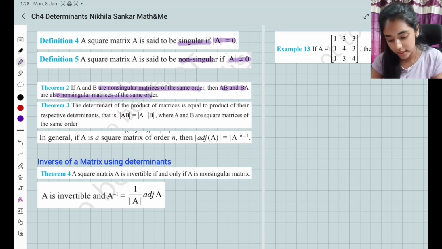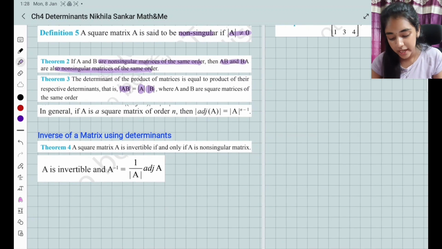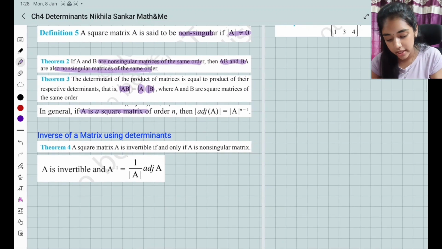Determinant 0-வா வரப்போறதில்ல. Next theorem is going to be: determinant of the product of matrices is equal to the product of the respective determinants. Determinant of AB is going to be determinant A times determinant B. இது எல்லாமே square matrix இருக்கணும், same order இருக்கணும், இல்லாட்டி வராது. Okay, and A is a square matrix of order n. Order na என்ன அர்த்தம்? எத்தனை number of elements இருக்கு? 3 by 3, 2 by 2, 1 by 1 and all that. So that is going to be the order.